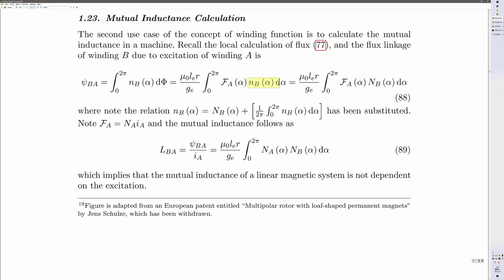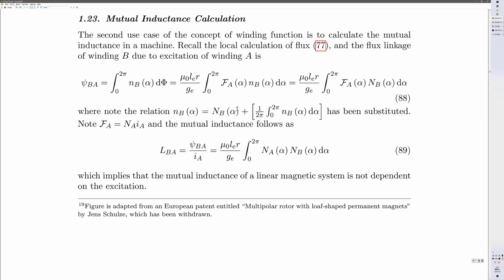Note that the average value can be removed because it's 0 when you integrate it over 0 to 2 pi. So this is basically a sinusoidal function times a constant term here. It's 0 when you integrate it over 0 to 2 pi. So you plug in this expression for NB here, and we reach this result.